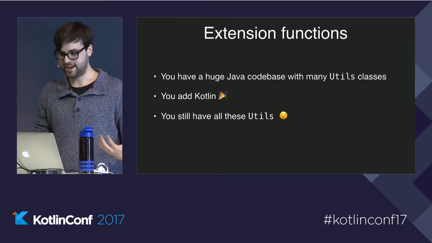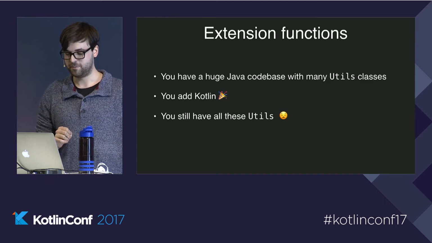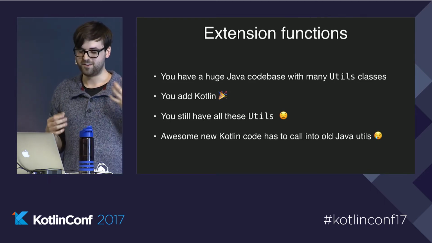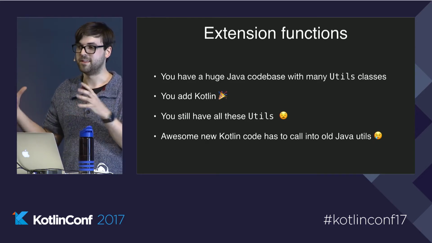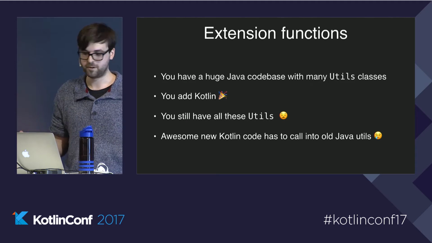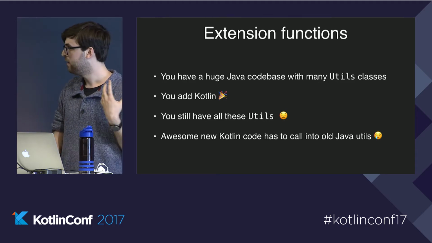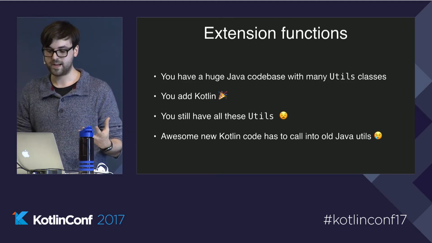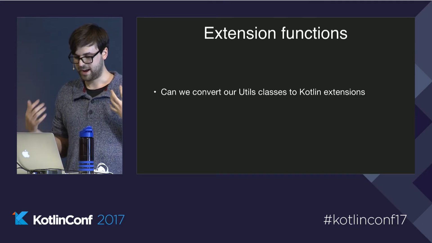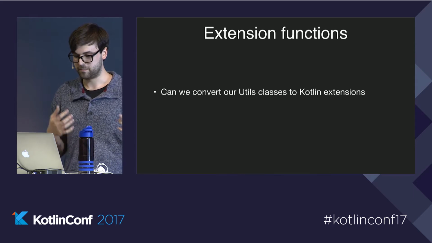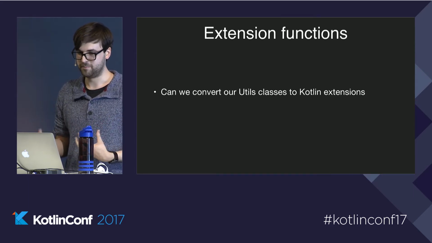And now you go to call into them with your new Kotlin code, and you go, this sucks. You have to call something like user-utils.getName this. This doesn't look Kotlin-y. What can we do about this? Can we convert our utils classes to Kotlin extensions? I get this question a lot. It's like, well, I don't want these to be in Java anymore. We use them all the time, and it sucks to call them from Kotlin.